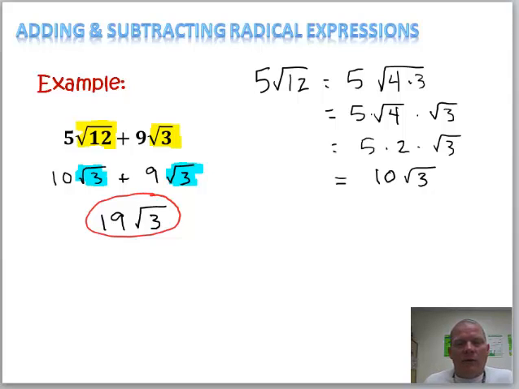Take a minute and look at how I worked that out if you didn't get it right, and hopefully you understand what you're doing. If there's any part of this video you didn't understand, go back and look at it again. Otherwise, complete the WSQ and be prepared to discuss this in class tomorrow.